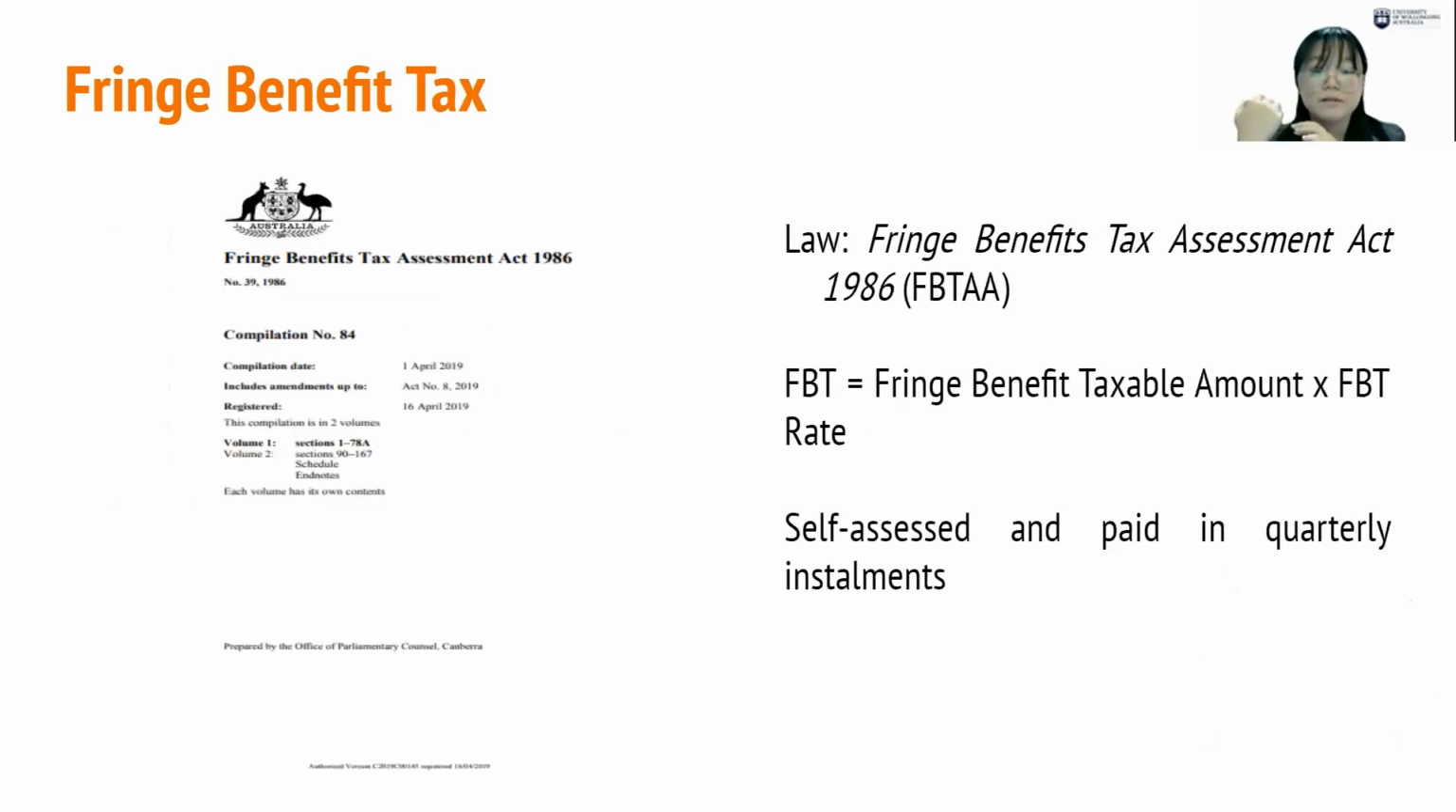The details of fringe benefit tax are listed within the Fringe Benefits Tax Assessment Act 1986. FBT is calculated based on the fringe benefit taxable amount that the employer pays to the employee multiplied by the FBT rate, which might be different for each year. This FBT is self-assessed, which means the employer has to calculate the amount of tax they have to pay, and it has to be paid in quarterly instalments.